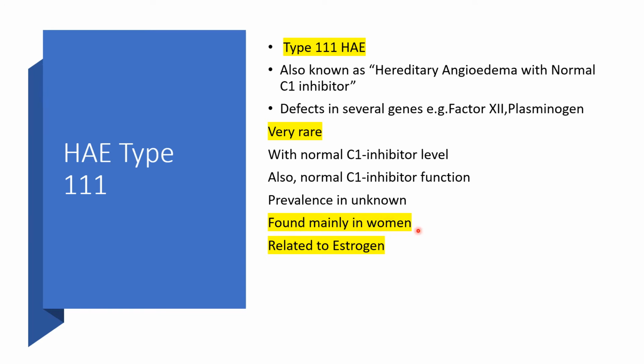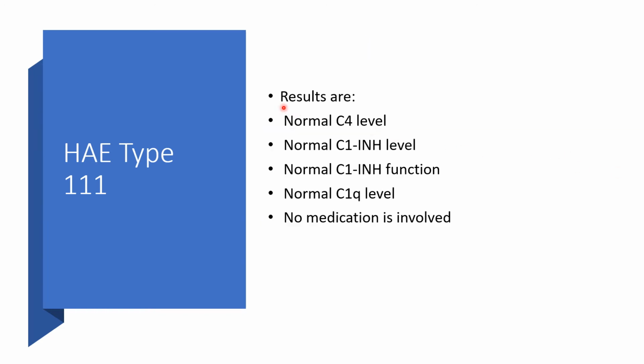It's found mainly in women. That is not to say it's not found in men, but more in women. And it is related to estrogen, so it's estrogen dependent. Combined oral contraceptives, pregnancy, and so on. When you've done your studies for type 3 and you find the following results, then you can make that diagnosis: normal C4 level, normal C1 level, normal C1 function, normal C1q level. No medication is involved. And someone will say, then why do you still call that a problem? Everything is normal, but the patient is suffering.